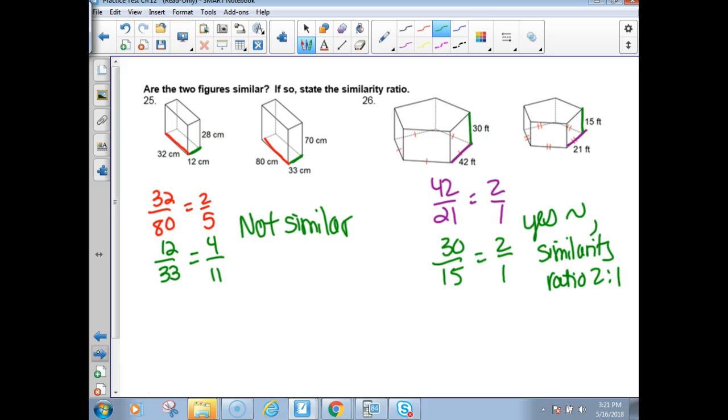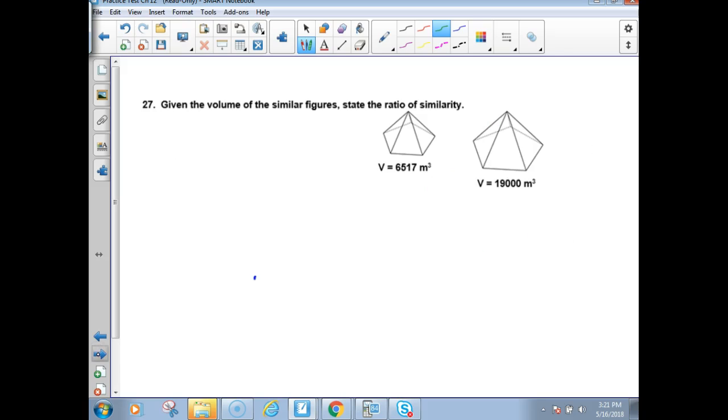Anybody still need this? Given the volume of the similar figures, state the ratio of similarity. Well, wait a minute, guys. Look, A to B, that's the sides. A squared to B squared, that's the areas. A cubed to B cubed, that's the volumes. What do you got? You got the cubes. You see the m cubed? All right, so I know I'm dealing with this right here. I want to go back to there.